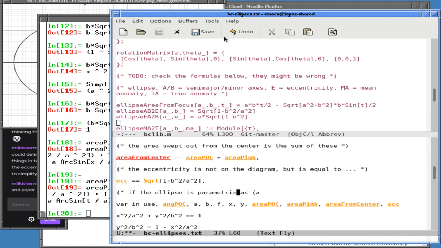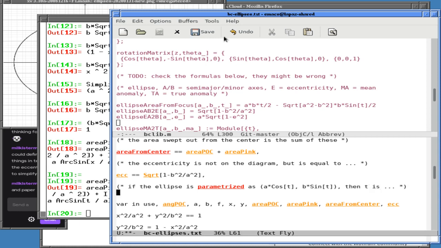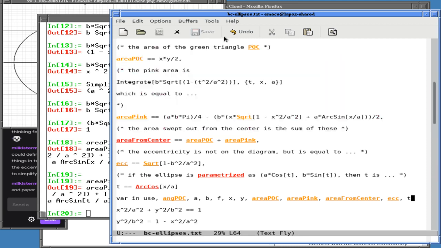Parametric, parameterized. So this is actually just a word it doesn't like. As A times cosine t, b times sine t, I guess I'll use the Mathematica format here, that's close enough. Then t is the parameterization value, and this is basically the arc cosine of x over a, which happens to be equal to the arc sine of y over b. But I don't think we necessarily want to put that condition in there. So this is t we now have. We're nowhere near done.